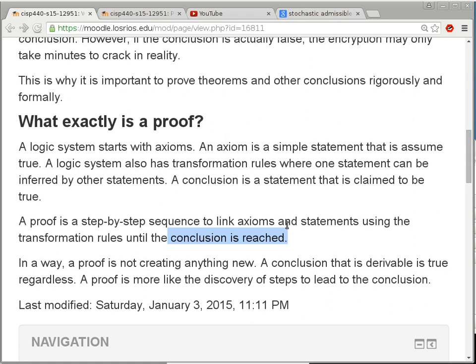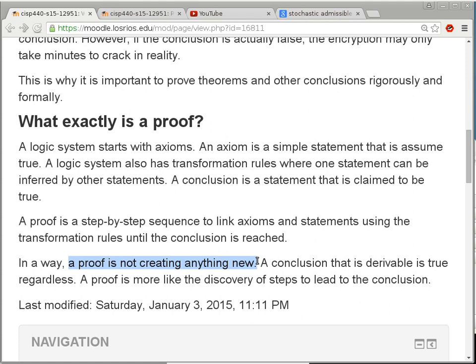So if you can link all the axioms and statements all the way to the conclusion using only the known transformation rules, then you have a proof, step by step, that the conclusion is in fact true. In a way, a proof is not really creating anything new, because the world has an infinite number of statements that are true, and they're all connected by axioms and these transformation rules. So a proof is more like a discovery, okay? It's more like finding a path from the axioms and the known truths and going through transformations to get to where we want to go.